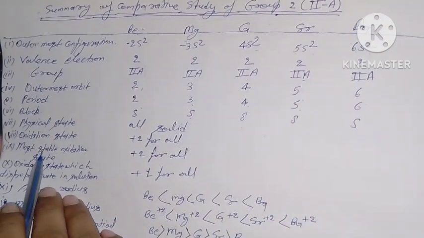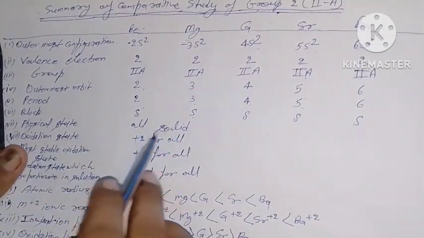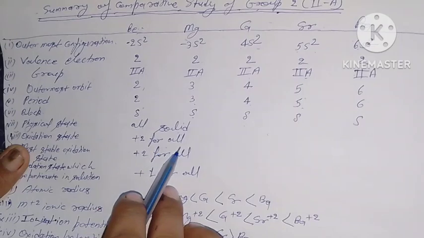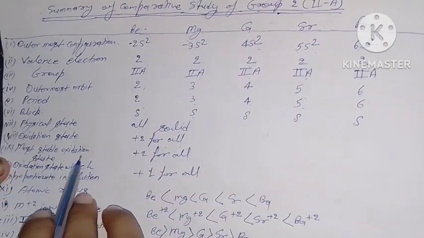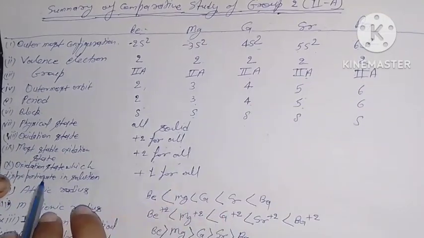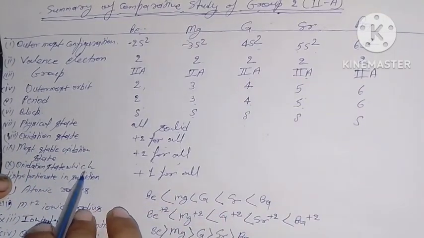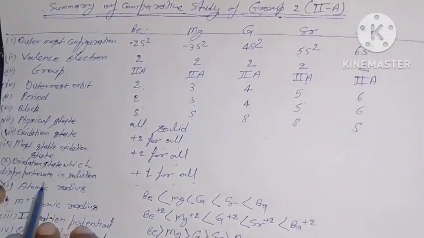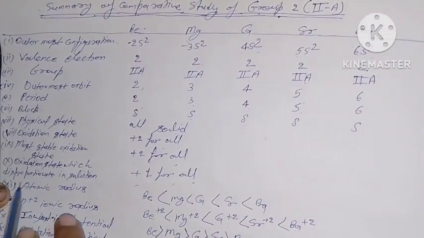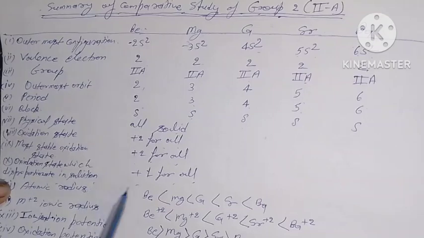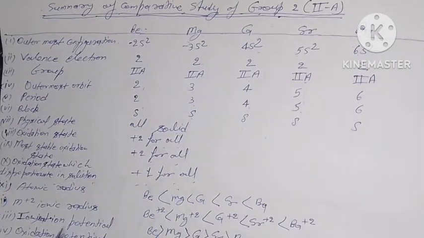Physical state: all solid. Oxidation state +2 for all. Most stable oxidation state +2 for all. Oxidation state +1 for all, which undergoes displacement, and disproportionates in solution.